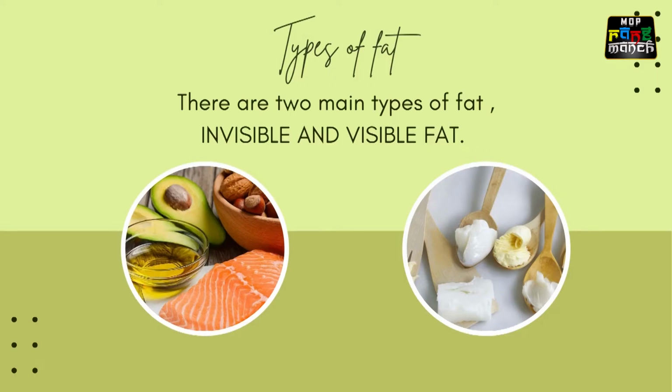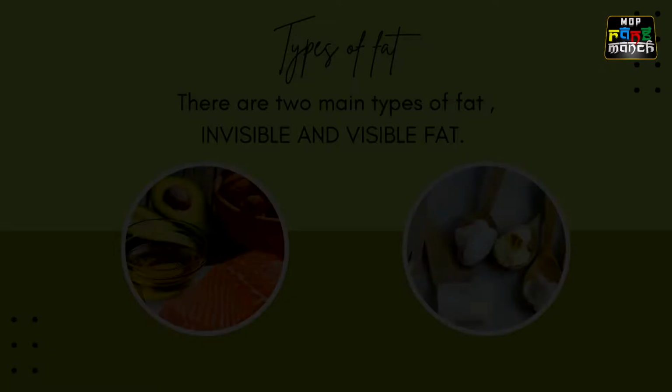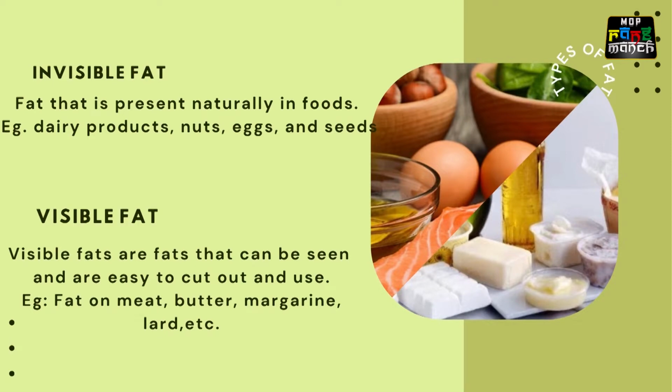Now let us look at the types of fat. There are two main types of fat and they are invisible and visible fat. Invisible fat. Invisible fat are those that are naturally present in foods like meat, poultry, fish, dairy products, nuts, eggs and seeds. Visible fat. This kind of fat is made from the above mentioned products.